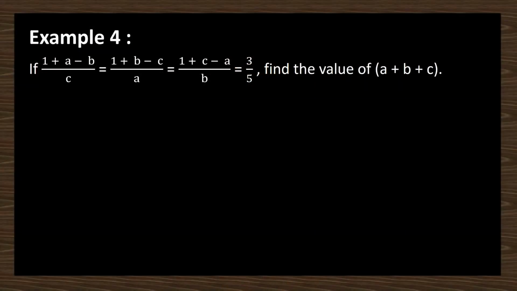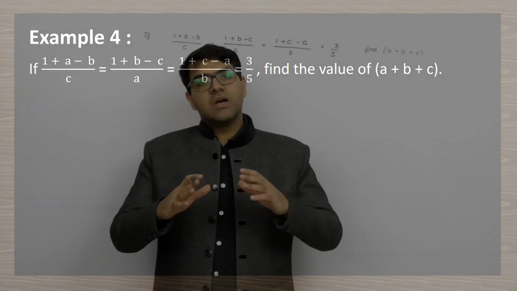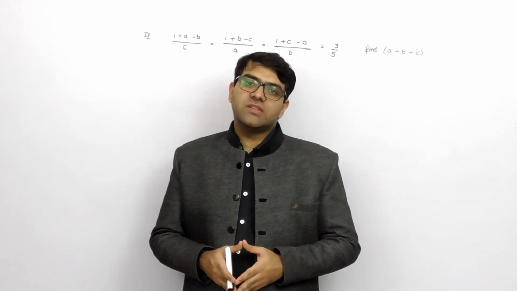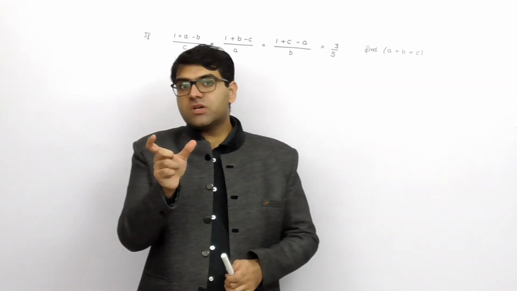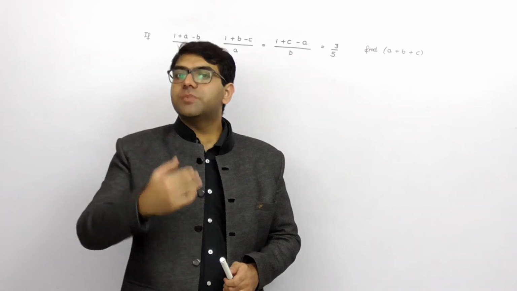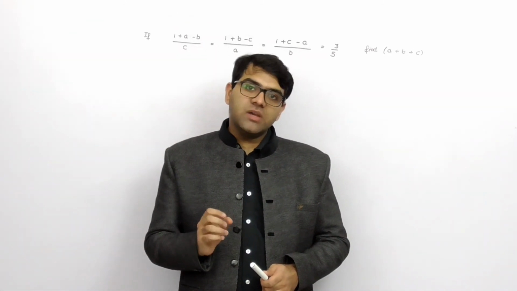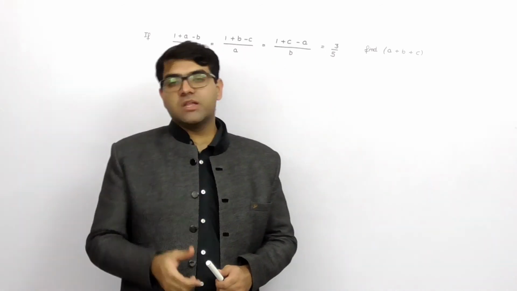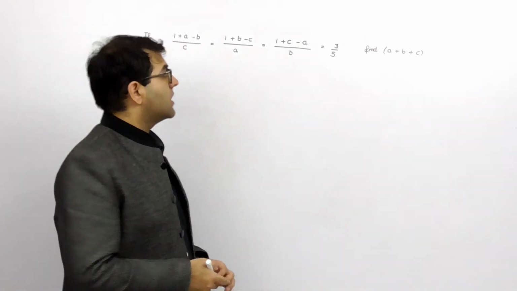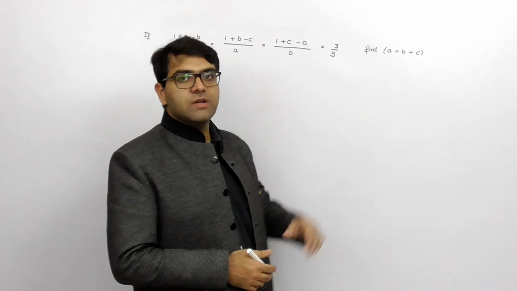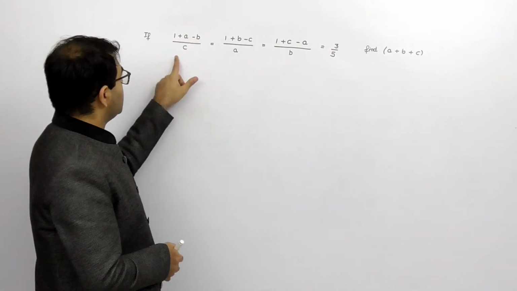If this given expression equals 3 by 5, then find the value of a plus b plus c. Abhi tak hamne jitne examples kiye the, wahan pe hamein ek expression diya hota tha aur hamne check karna hota tha ki is pe law of equal ratio lagta hai ki nahi lagta. Is question mein hamein expression khud banana hai. Let us see how to do that. Mujhe a plus b plus c ka value chahiye. Where do I have a plus b plus c?